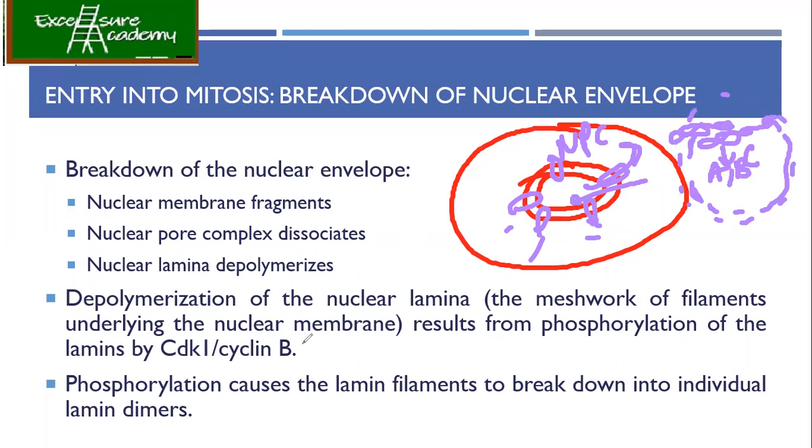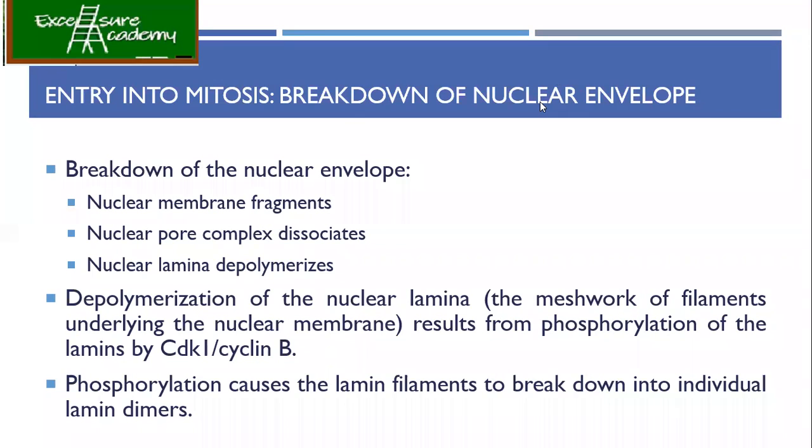The depolymerization of the nuclear lamina results from the phosphorylation of the lamins by CDK1 and cyclin B activity. So what is happening? You have got your A, C together. If suppose this gets phosphorylated, what will happen then? The association of the lamin A and lamin C is not possible, and that's why it gets fragmented. So phosphorylation causes the lamin filaments to break down into the individual lamin dimers.